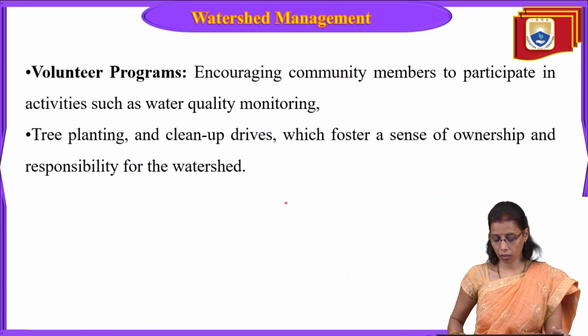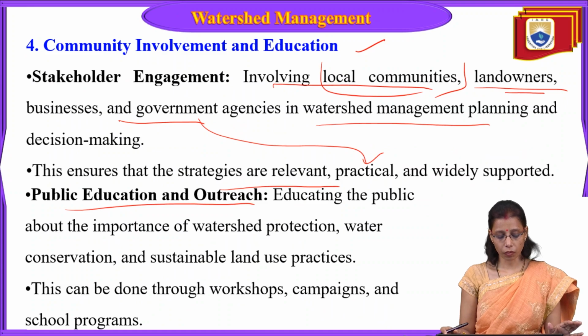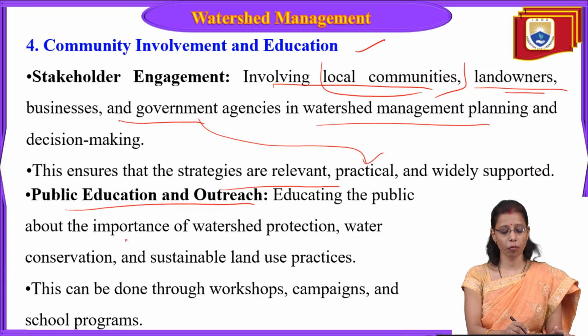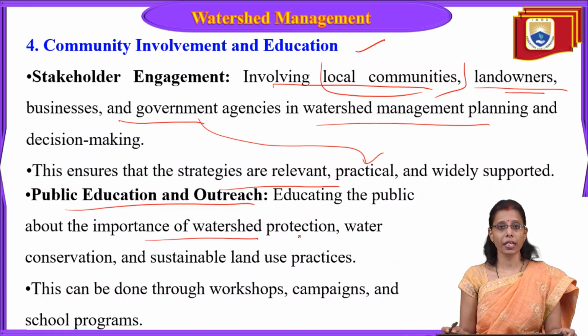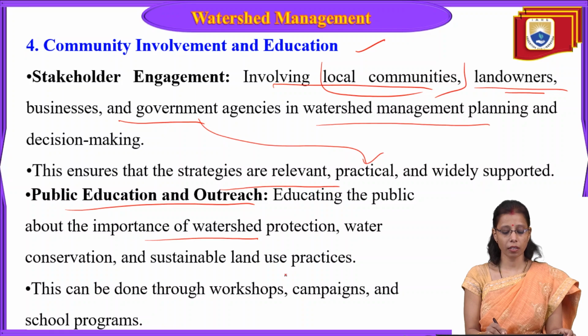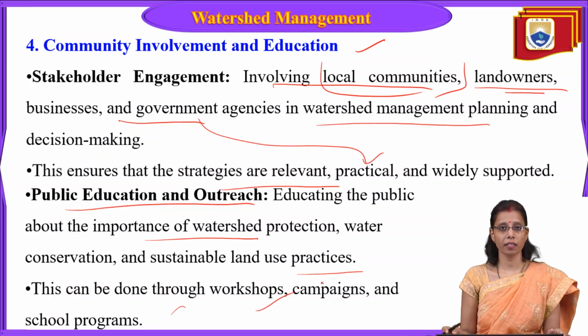How is public education important here? Public education is very important in this kind of region. We educate the public about the importance of the watershed, protection of water, conservation, and sustainable land use practices. This can be done through workshops, campaigns, and school programs for the people staying in such watershed regions. We can just go and educate the people.